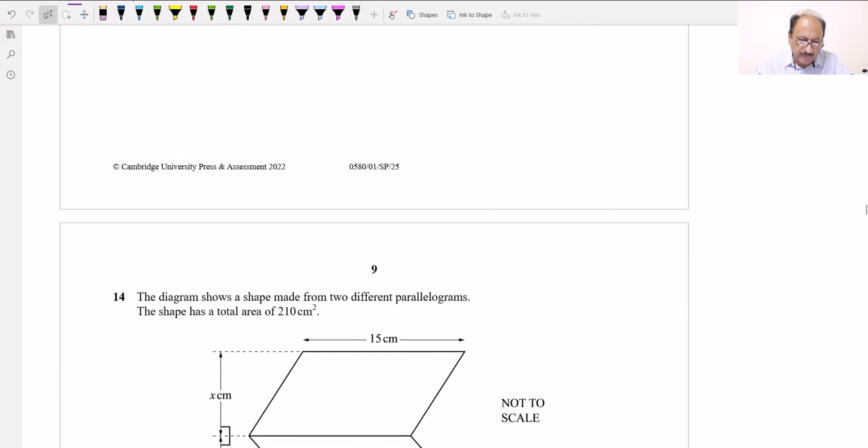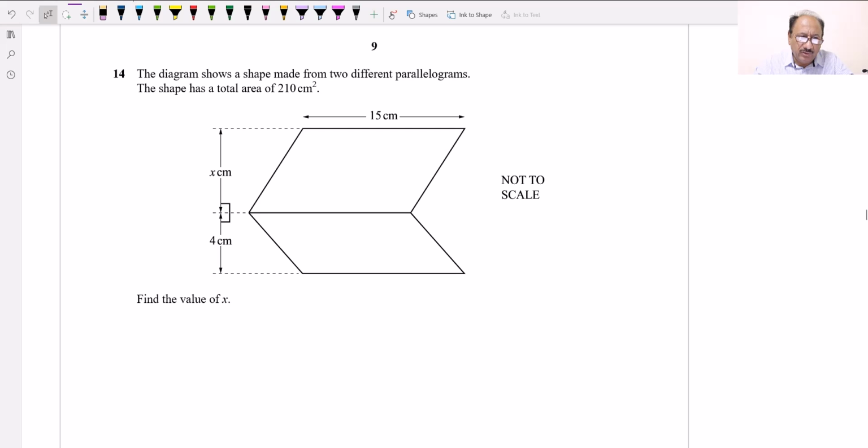Hopefully you understood this. Now this is question number 14, and question number 14 says the diagram, which is not to scale, shows a shape made from two different parallelograms. The shape has a total area of 210. Find the value of x. So we can find the area. For this one, this is also 15 centimeters.